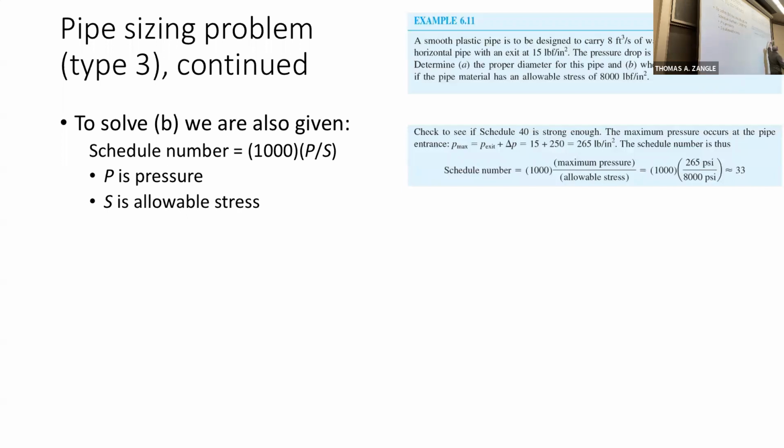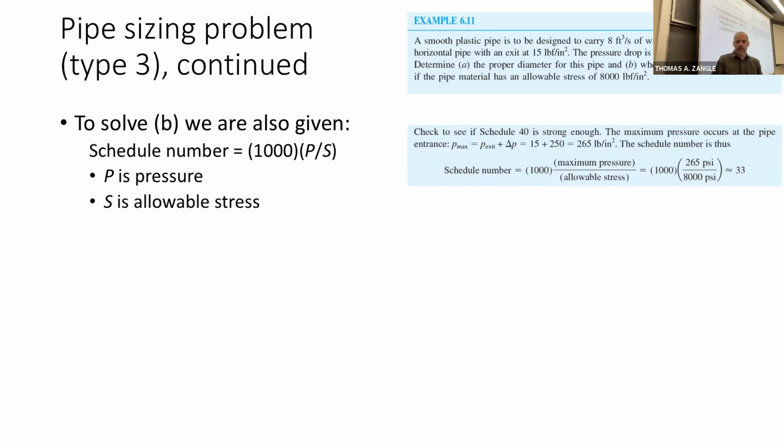So we have to find the maximum pressure in the pipe. In this case, it would be at the start of the pipe, because when we have a horizontal pipe, pressure is decreasing as we move down the length. So the maximum pressure is at the inlet, 265 psi. And when we compute our minimum schedule number, we get Schedule 33. So we need a pipe of at least Schedule 33 to support that maximum pressure.